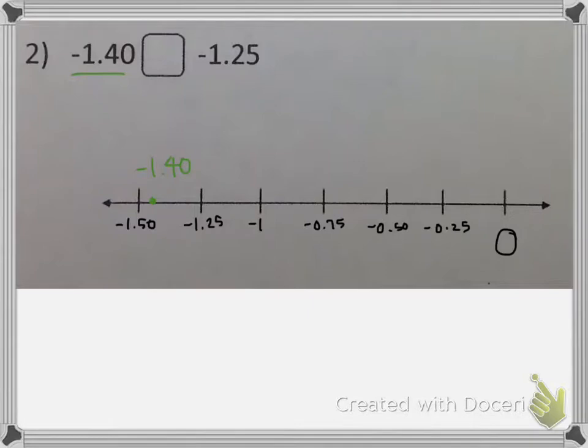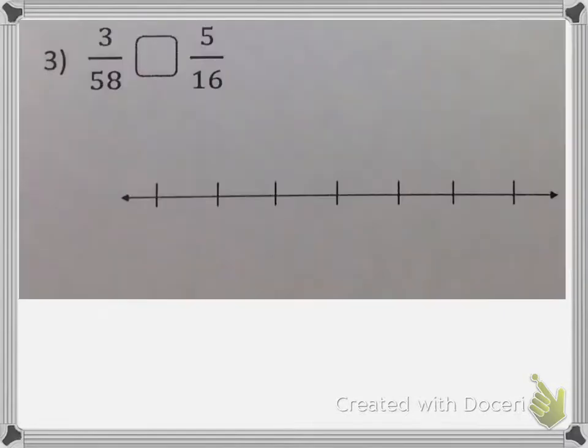And then I'm going to look at negative 1 25/100, and I can see exactly where that goes on the number line. And remember, whatever's farther to the right is the greater number. So in this case, negative 1 25/100 is the larger number. Let's try one more for this video, and then we'll do a new video for the inside of our notes.